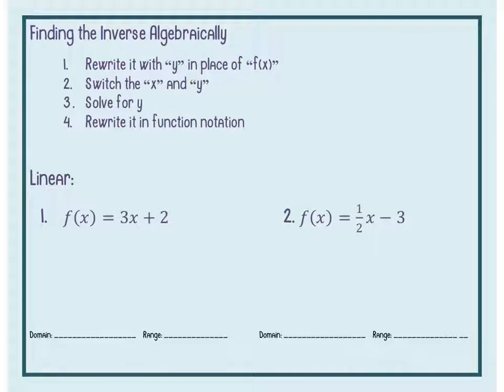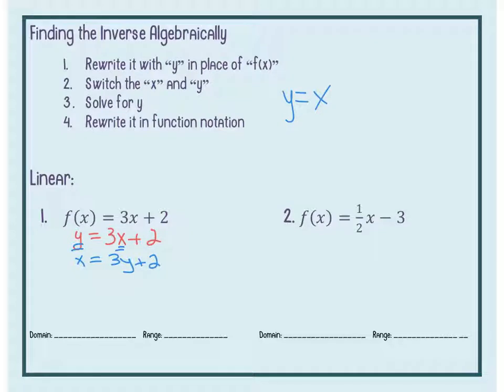Okay, so first we're going to start with rewriting it, and in place of f of x, we're going to write a y. That's step 1. And if there's already a y there, then you go to step 2. Now, the purpose of an inverse is that it's a reflection over the line y equals x. The reason why that's important is because when you're reflecting over the line y equals x, your x and y switch places. So all that's going to happen on the next step is you're going to write x equals 3y plus 2.